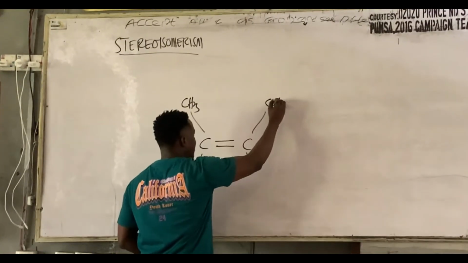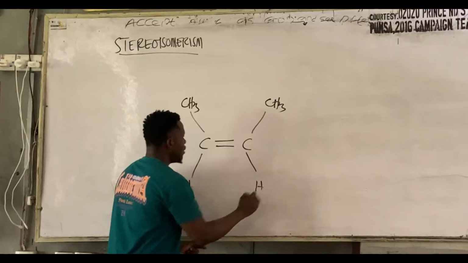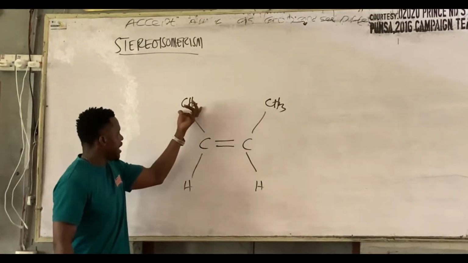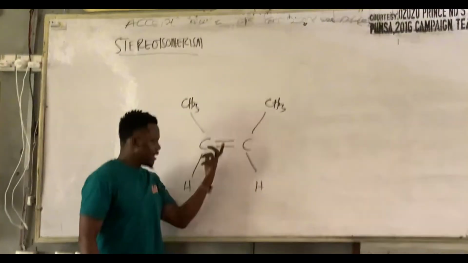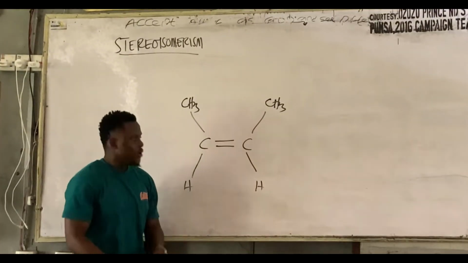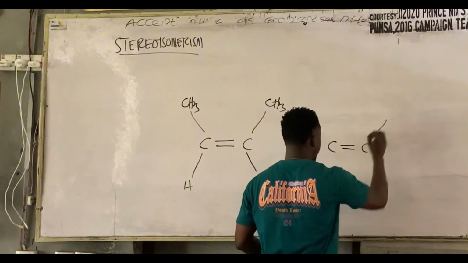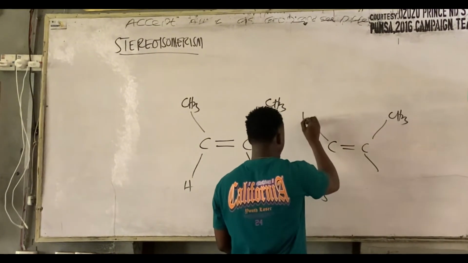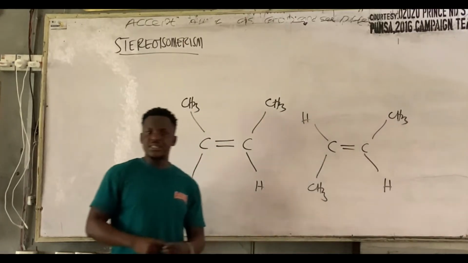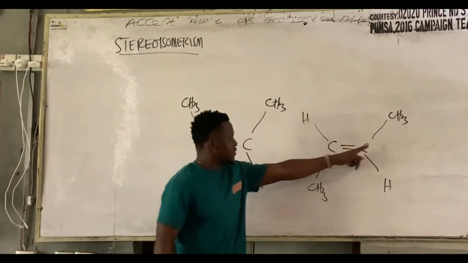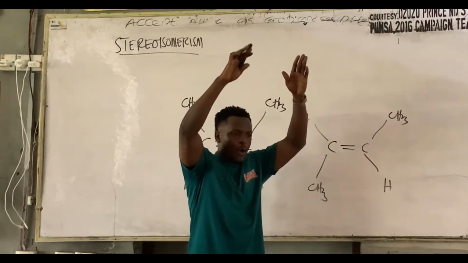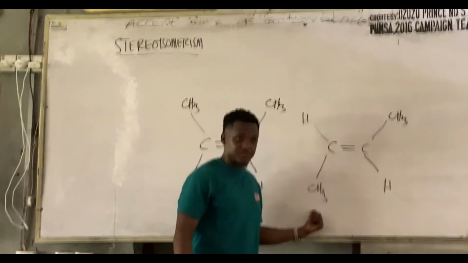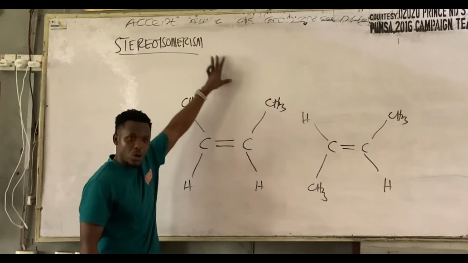If I have this here, two same types of substituents on the same side, CH3 is up, H and H are down. I come back there, I have CH3 here and CH3 here. And you notice here, the CH3 and CH3 are no longer on the same side. They are now opposites. One is up and one is down.